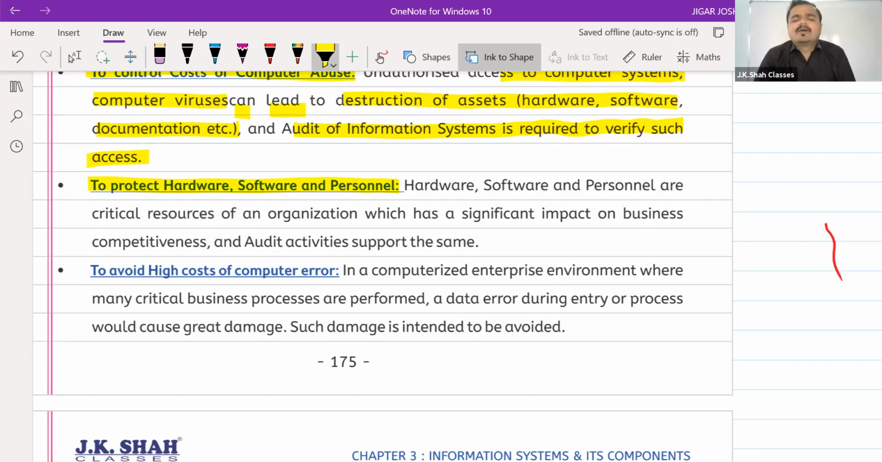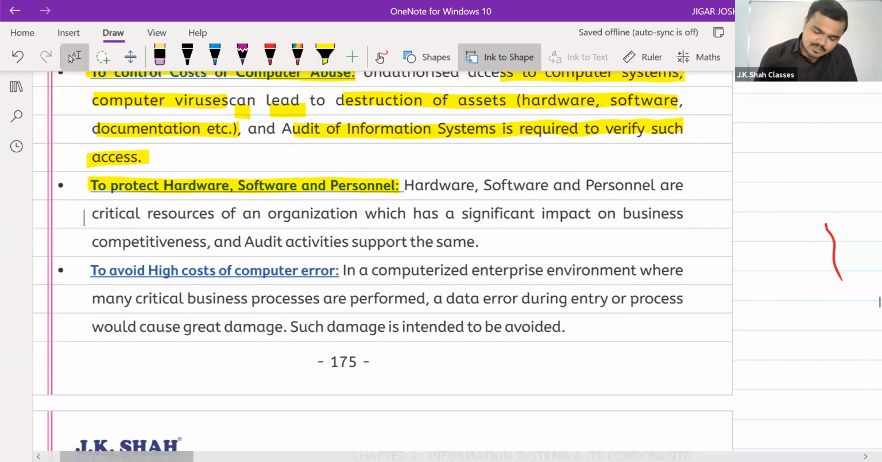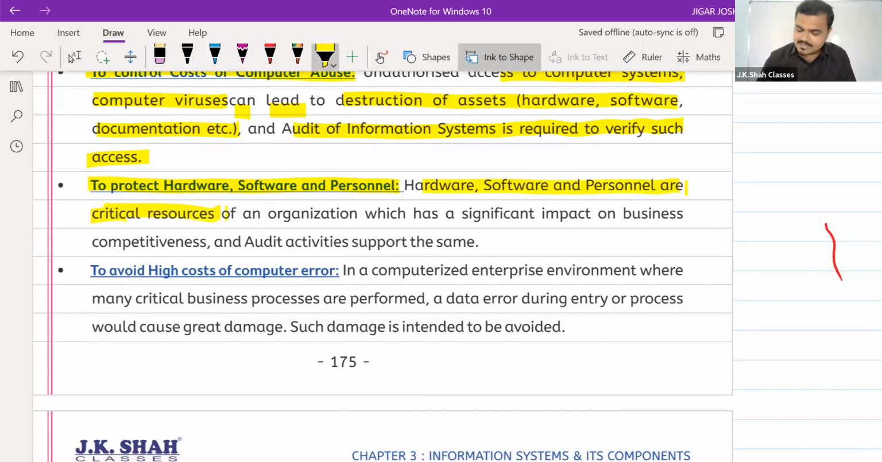But my dear chartered, if you are maintaining the records in a perfect way, audit logs are prepared, and all the records are properly stored in the system, it will reduce the risk of wrong data entry and protect humans from coming into the bad books. Hardware, software, and personnel are the critical resources. Critical means very, very important.